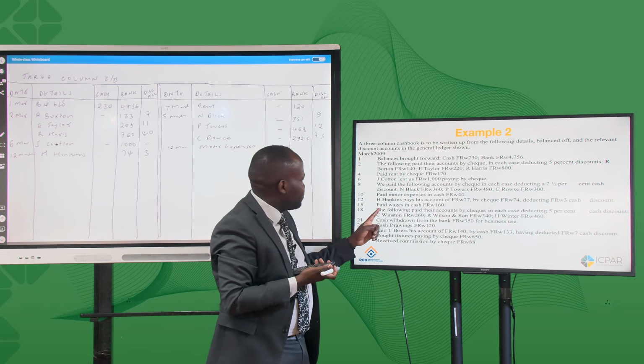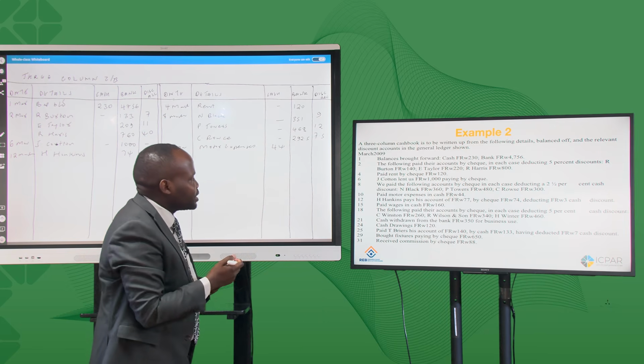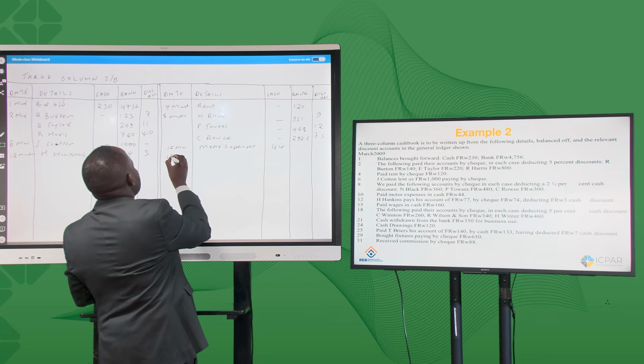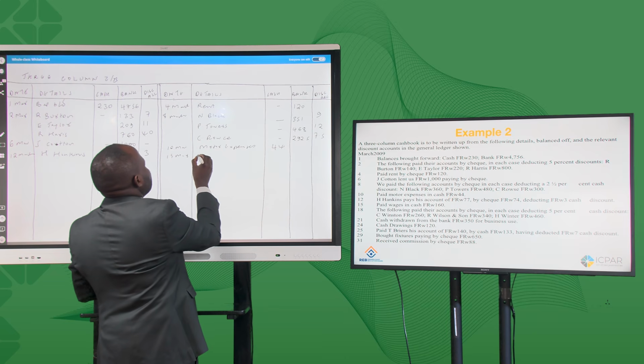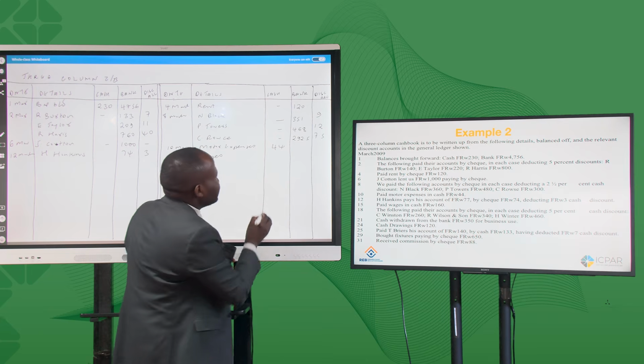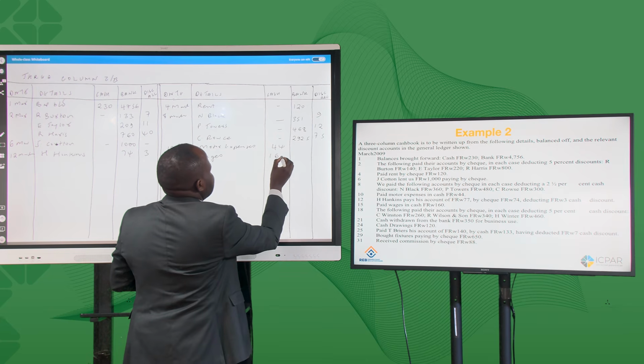Next we have paid wages in cash 160. 15th March. Wages. So they paid in cash 160.